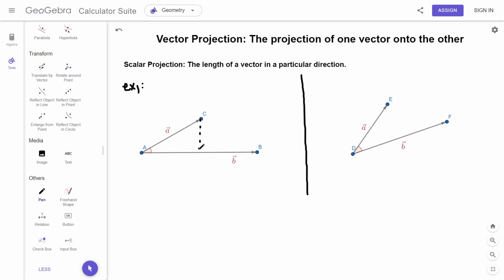I will draw a line from point C down to intersect the line segment AB. Let's call the intersection point D. This will help us project A onto B. Now, if we were to project A onto B, we can simply do this. The scalar projection of a vector A in the direction of vector B is the length of the straight line AD, which we will call D. At this point, we are only considering scalar projection, so we will take the magnitude of this vector. Later, when we discuss vector projection, we will use vectors instead of magnitudes.